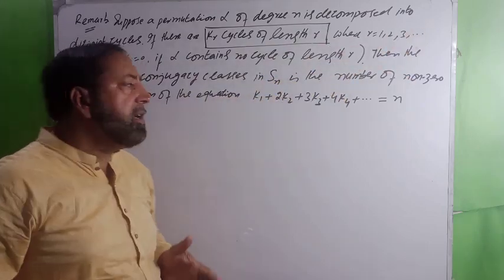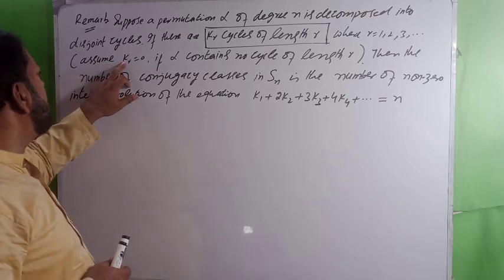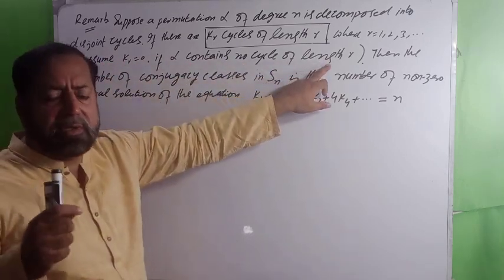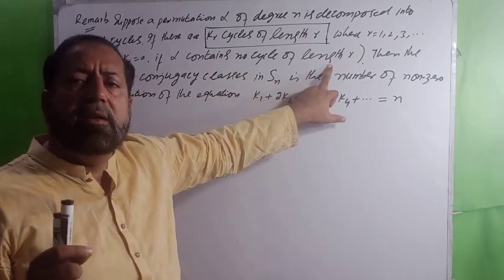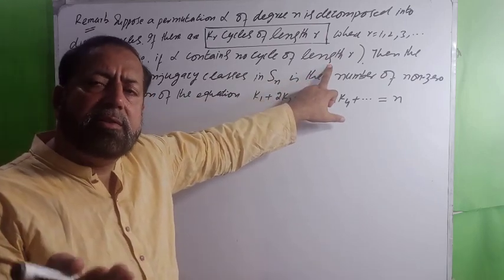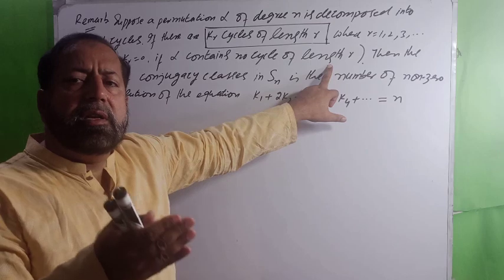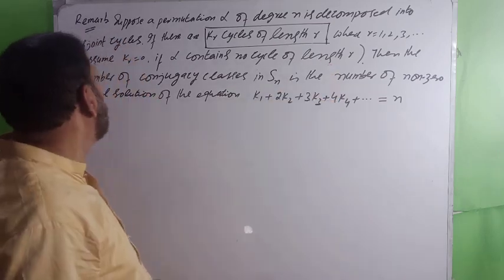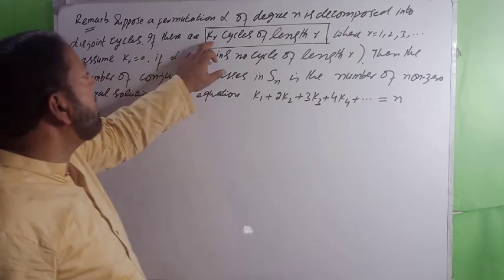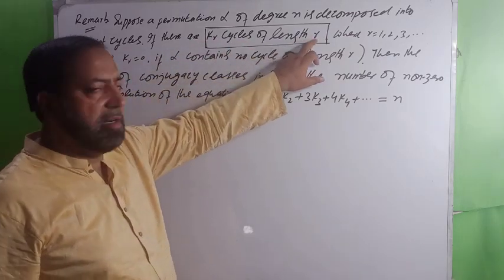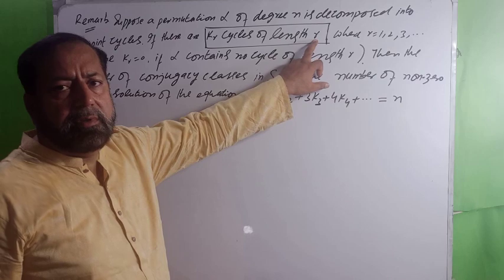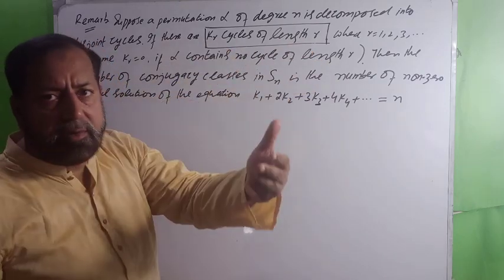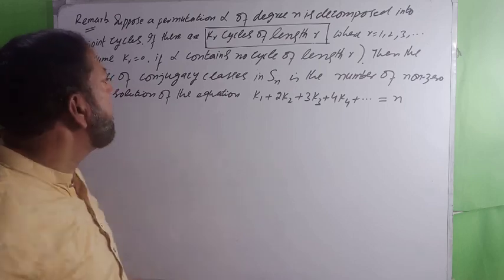With the understanding that kr is equal to 0 if alpha contains no cycle of length r. Suppose you have no cycle of length 3 in its decomposition, then we take k3 equal to 0. Because here kr is the number of cycles of length r. This is our understanding.